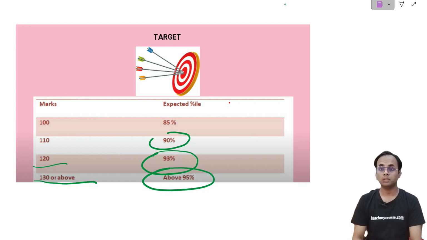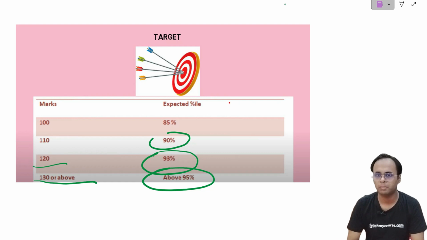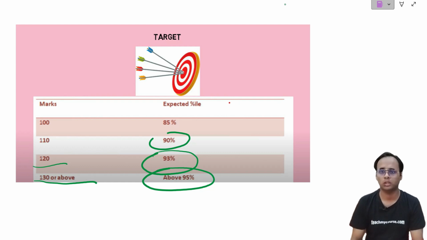So your first and foremost target should be to score at least 130 marks out of 200. That is, you should be able to attempt correctly at least 13 questions, or in a better way I should say that you should be attempting correctly around 15 questions, because maybe 1 or 2 questions you will end up doing in a wrong way. So I would strongly recommend you attempt 15 questions and attempt them in a correct way. That is very important.